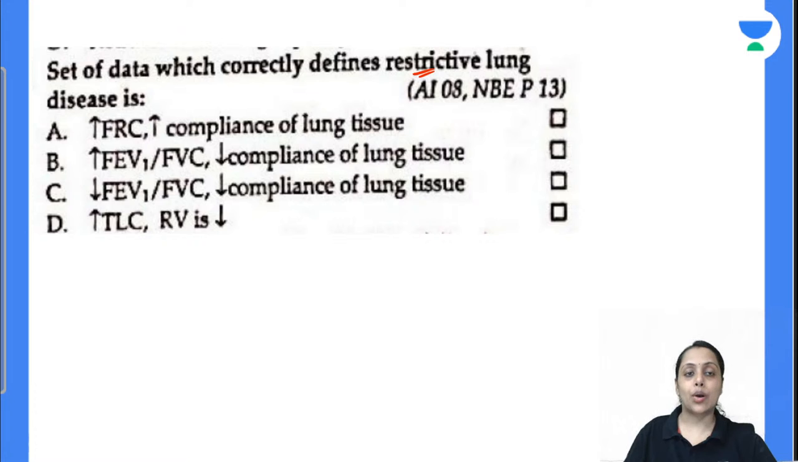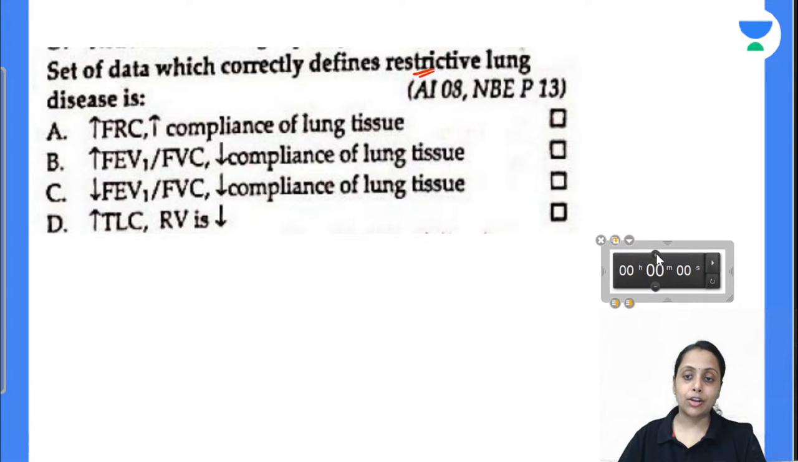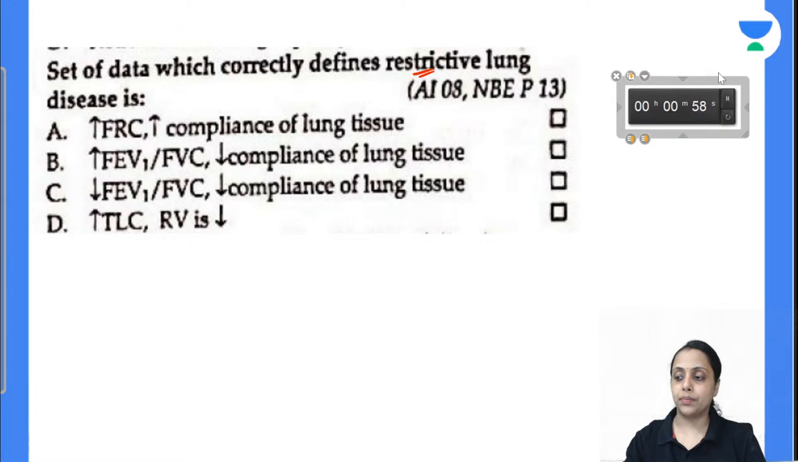FRC increases, compliance increases. FEV1 upon forced vital capacity ratio increases, compliance decreases. FEV1 upon forced vital capacity ratio decreases, compliance decreases. Option D, total lung capacity increases, residual volume decreases. Which set of data correctly defines a restrictive lung disorder?